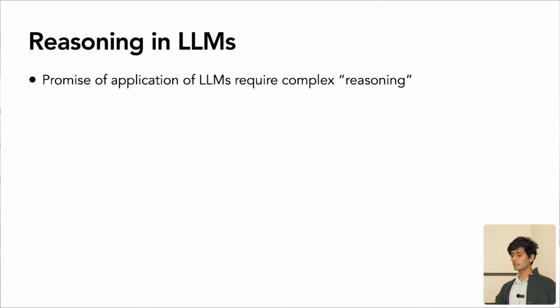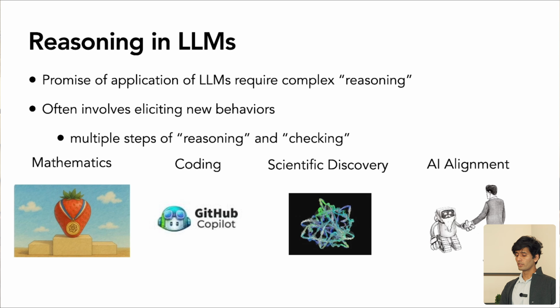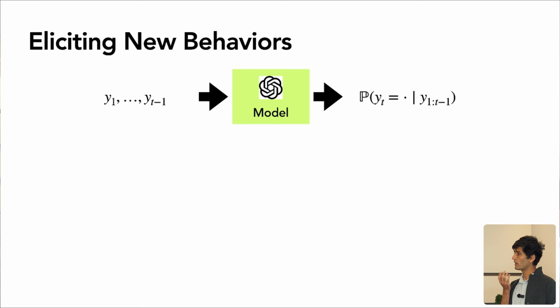Okay, so broadly, the reasoning in LLMs corresponds to trying to understand how we can elicit complex reasoning behaviors from these trained models. These involve multiple steps of reasoning, multiple steps of checking, and a long horizon of interacting with these models. The applications they have been used for so far are mathematics, coding, scientific discovery, and in fact even for understanding applications such as AI alignment. Broadly speaking, we'll think about this in somewhat of an abstract way and try to see how we can design algorithms in this framework.